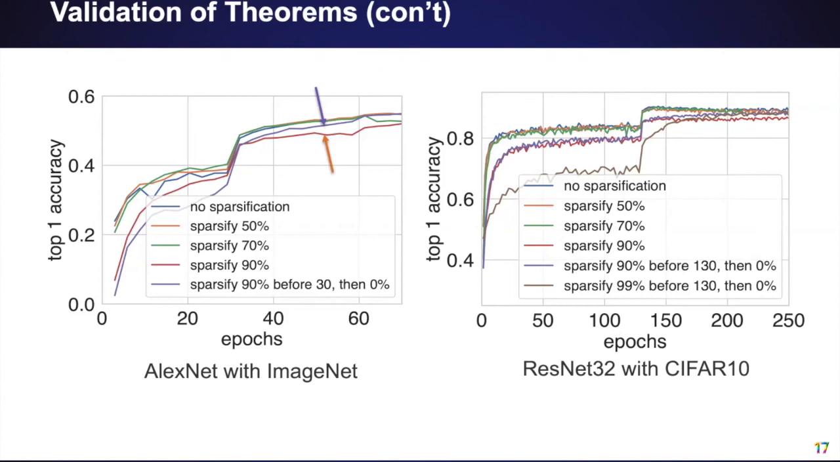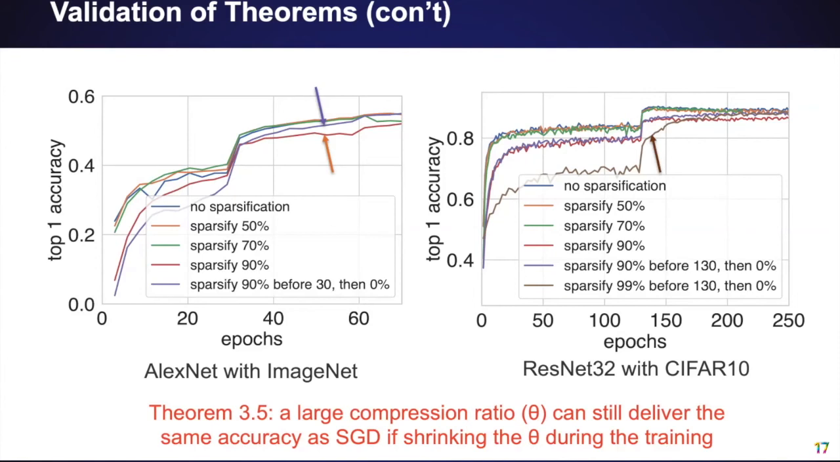Even if we drop 99% of the gradients within the first 130 epochs, and after that do not drop any gradients, the training can still converge to the same accuracy as the one without sparsification. These two figures prove Theorem 3.5. A large compression ratio theta can still deliver the same accuracy as SGD if we shrink theta during the training.